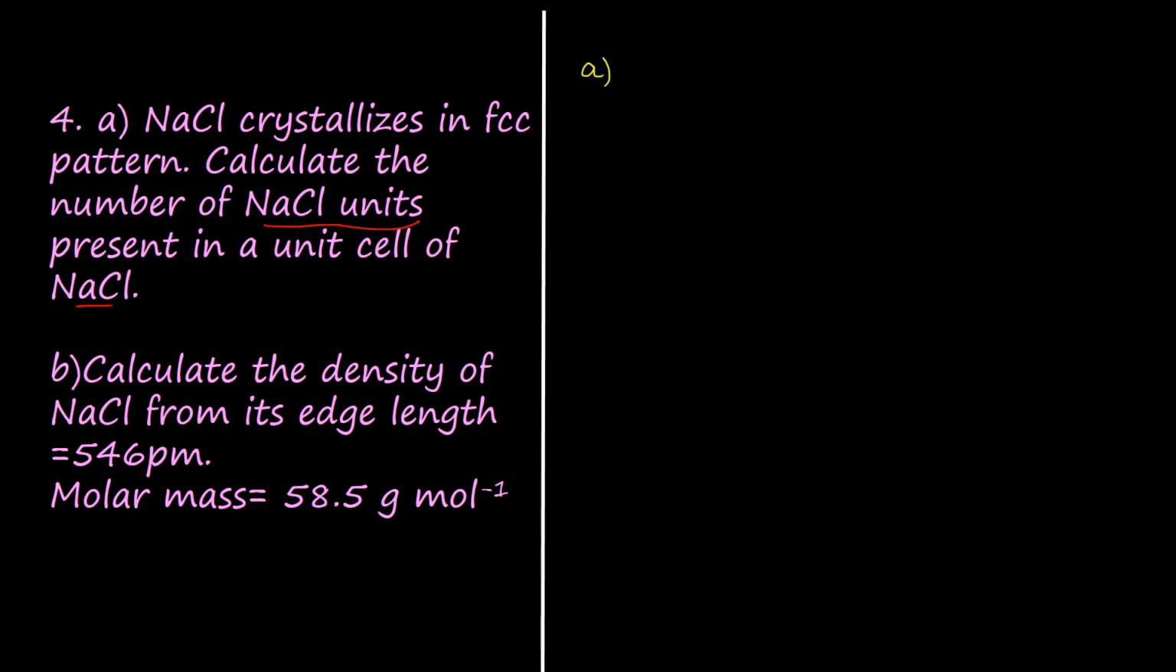Let us take up section A. Sodium chloride is an ionic compound. The FCC crystal lattice is formed by the chloride ion. Sodium ions occupy the octahedral voids. So first we have to find out the number of chloride particles present in FCC unit. Number of octahedral voids is equal to number of particles. Units of sodium chloride means molecules of sodium chloride. So we have to calculate the number of molecules of sodium chloride in one unit cell of FCC pattern.